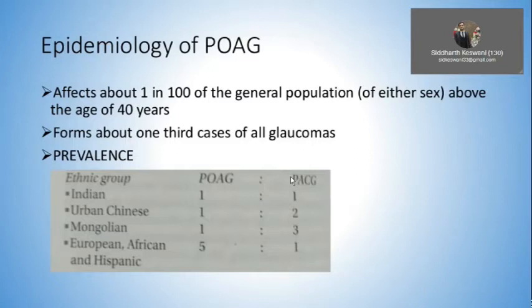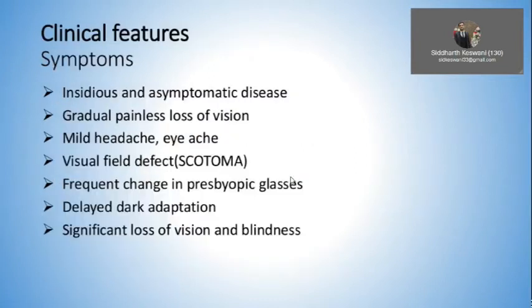Now we come to the clinical features. First we come to the symptoms. The most important is a gradual painless loss of vision. You need to understand the signs and symptoms, right? Primary open angle glaucoma is a painless condition, and it does not have any acute attacks.